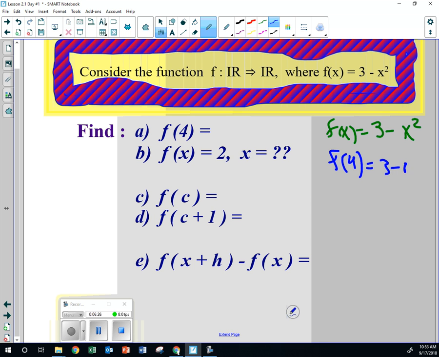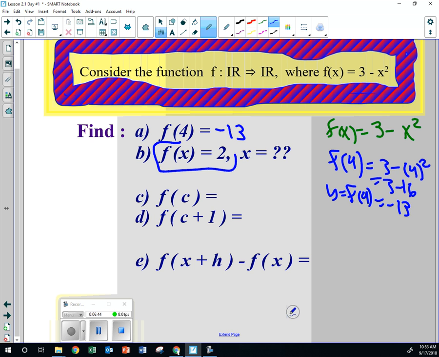So 3 minus 4 squared is just going to be 3 minus 16, which is negative 13. That's f of 4, or we call it y. So this is negative 13.